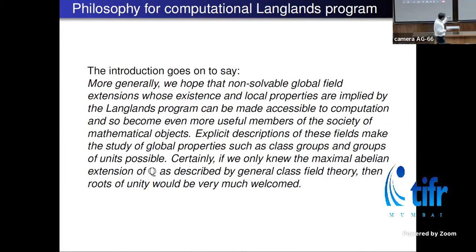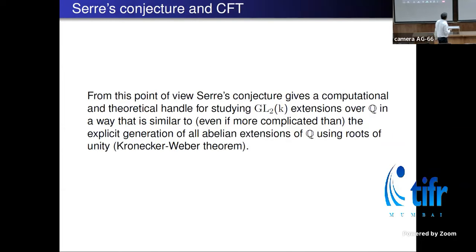So in the sense that you can have some abstract theorem which gives you some parameterization of abelian extensions of a number field, but over Q, for example, you have a much more explicit statement that all of them come from cyclotomic fields. So one wants to do the same for GL2-type extensions of Q. In some sense, Serre's conjecture gives you an answer for explicit class field theory, or explicit generation of GL2 finite field valued extensions of Q which are odd.